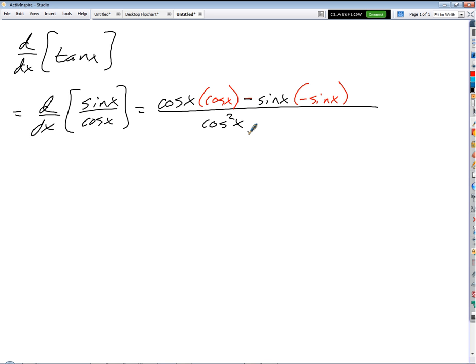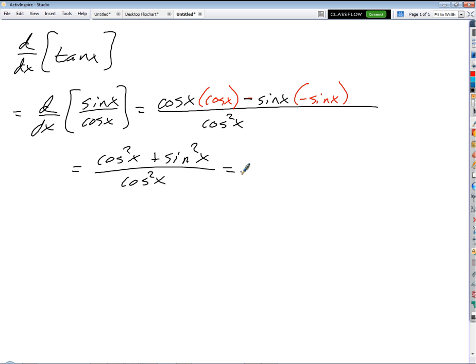Okay, good. Very good. So what can we do with that? Simplify. Yes, sir. What do you think? Combine the cosines and sines, so you get cosine squared x minus sine squared x. Okay, so we're going to get cosine squared x, minus sine x times minus sine x is plus sine x, plus sine squared x, over cosine squared x.